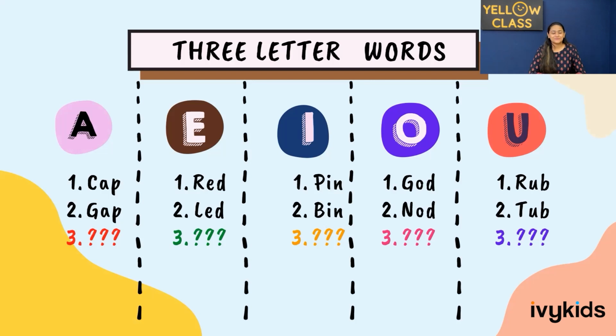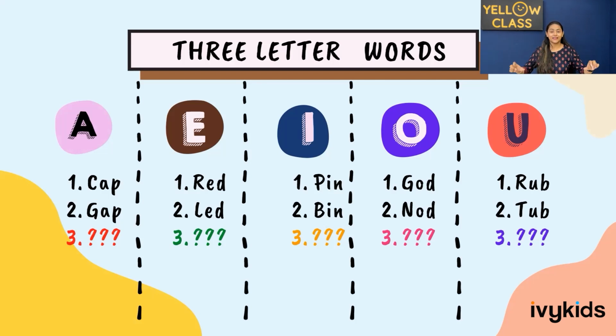Talking about letter E, there is a word given, RED, red. Another word is LED, led. You have to guess the 3rd one and write that down in your notebook. Letter I, PIN, pin, BIN, bin, and the question mark is there for the 3rd one, which you have to guess once again. Next is letter O, GOD, God, NOD, nod, and the 3rd one, you have to make the guess. Letter U, RUB, rub, TUB, tub, and the 3rd one, you have to write.